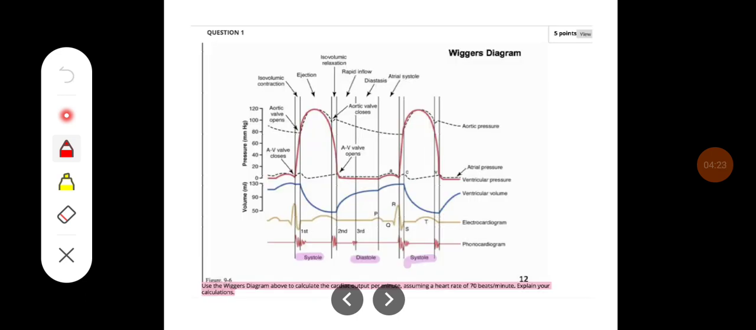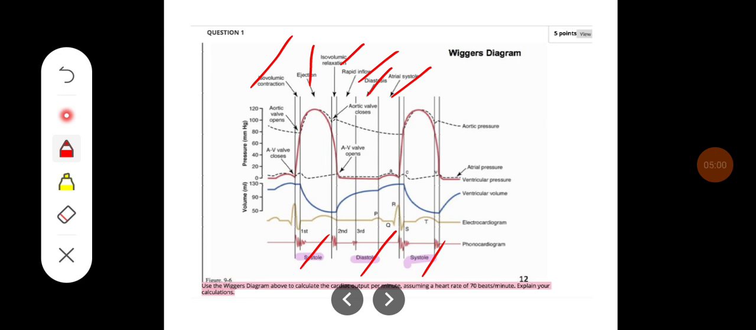So this is the Wiggers diagram, which shows the different phases of the cardiac cycle, that is systole, diastole, and this is the next cycle of systole. Here you can also see the different phases of ventricular systole, that is the isovolumetric contraction phase, and rapid and slow ejection phase. Then the isovolumetric relaxation phase of the diastole, then rapid filling, the diastasis, and the last filling phase that corresponds with the atrial systole.